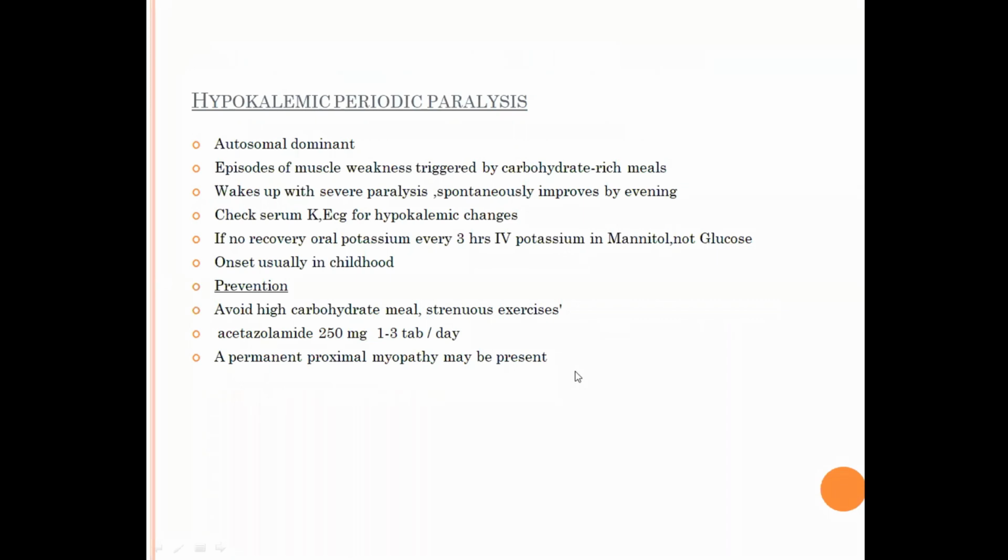Though this is not concerned with the myopathies, the muscular dystrophies and the myasthenia, here is just another important condition called hypokalemic periodic paralysis. It's an electrolyte disturbance which is autosomal dominant. There are episodes of muscle weakness. So you may mistake this for myasthenia. It is triggered by a carbohydrate-rich meal.